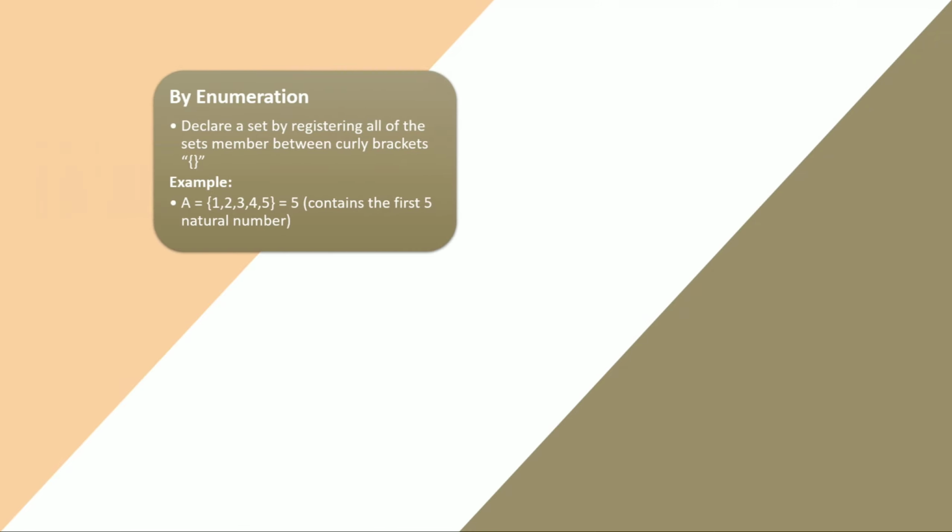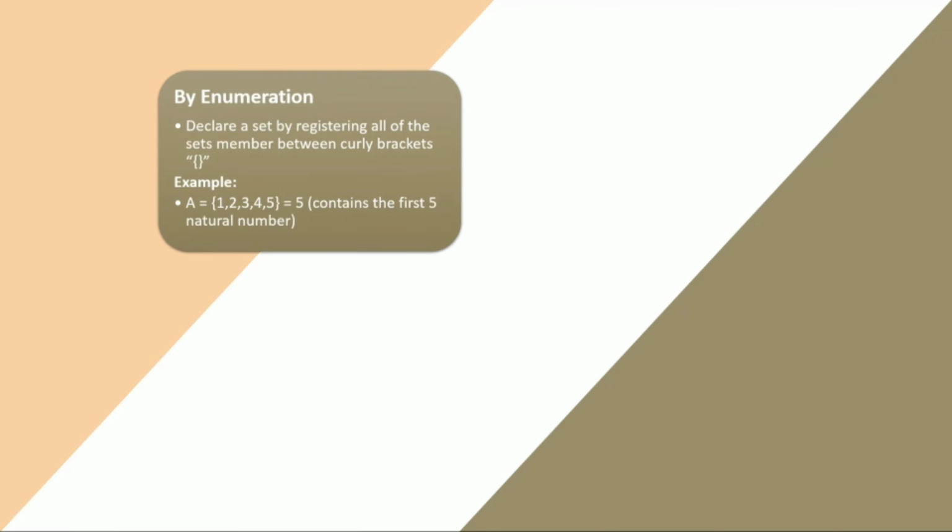A set can be expressed in three forms. The first is by enumeration: declare a set by listing all of the set's members between curly brackets. For example, A equals curly brackets 1, 2, 3, 4, 5, which contains the first 5 natural numbers.